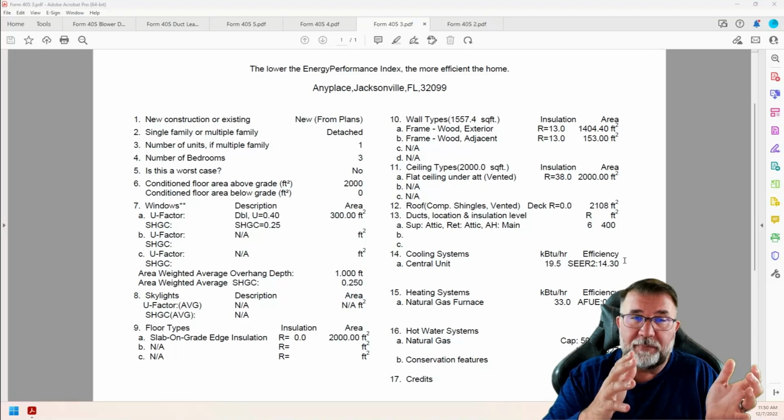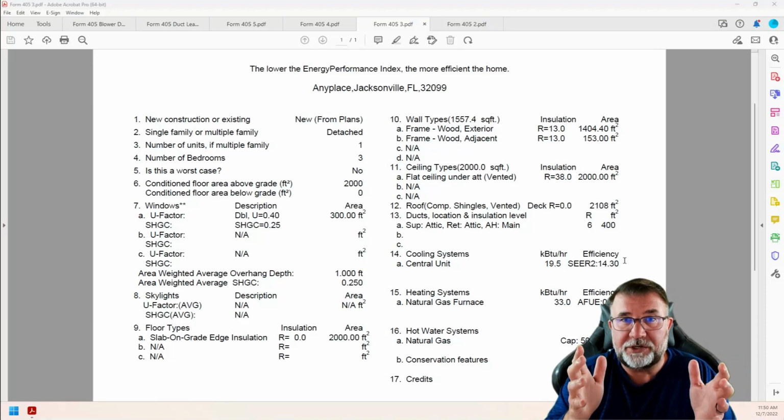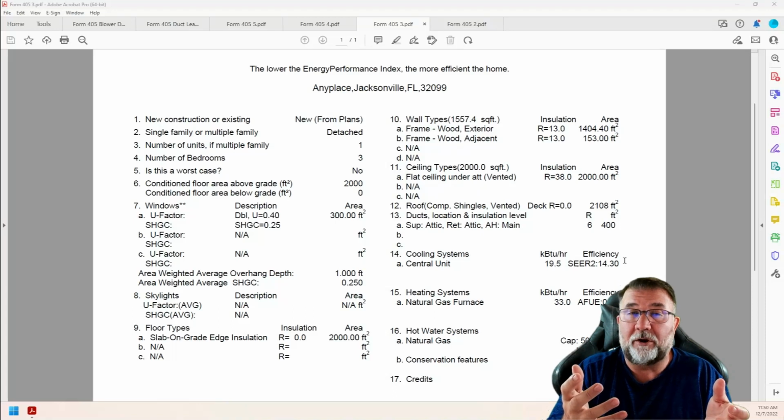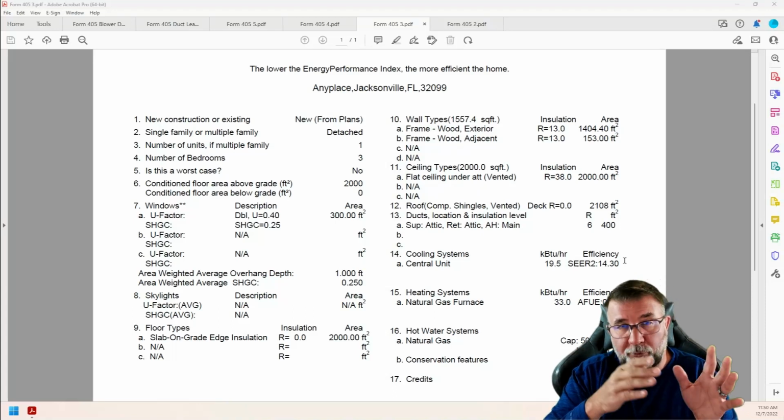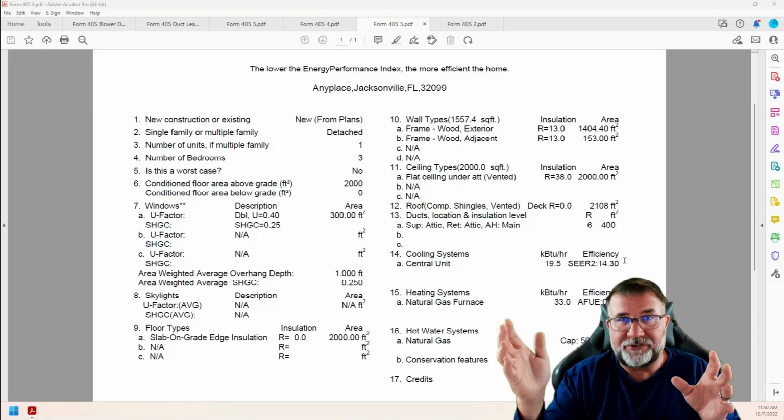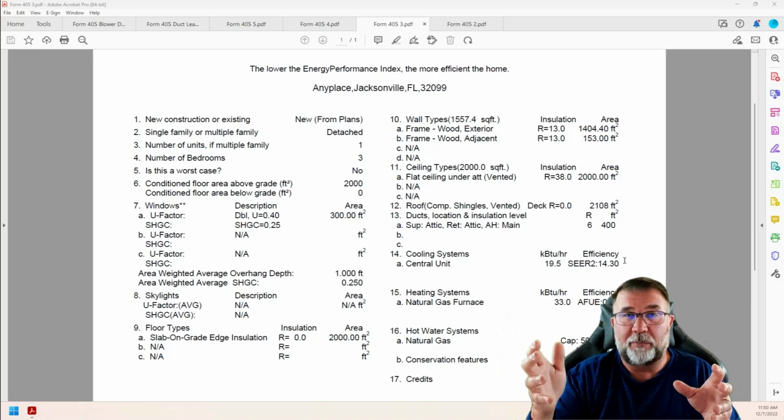The prescriptive method, which, yes, it's going to be more expensive to build a house, is going to make your house much more energy efficient. And supposedly, if you own the house until the day you die, you're going to probably save money over the long haul.